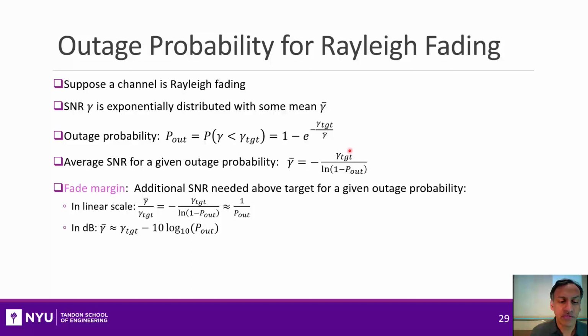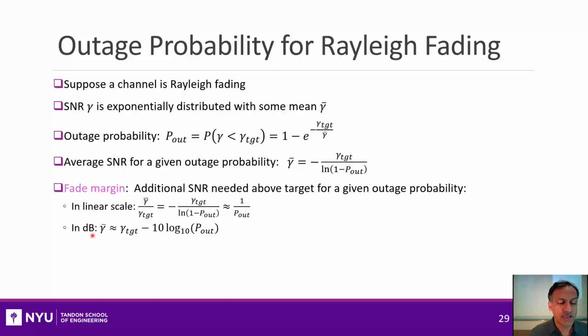Now, one way to think about this is the following. Let's take a look at the ratio of the average SNR that you would need relative to the target SNR. You could think of it like an additional amount of SNR that you would need to make sure that you get a certain level of reliability. If you just plug that in and solve it, you get that value, for small values of the outage probability, about 1 over P out.